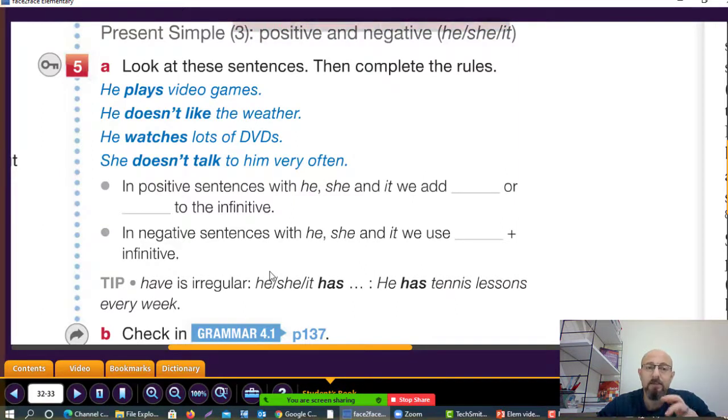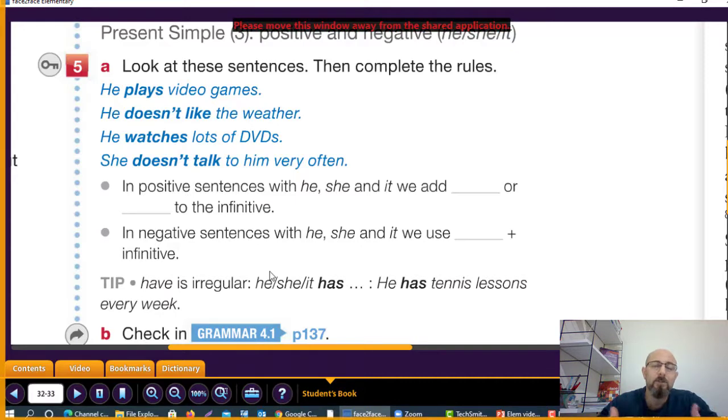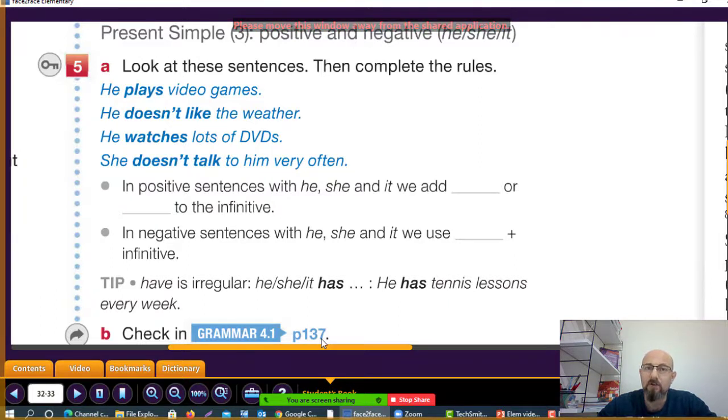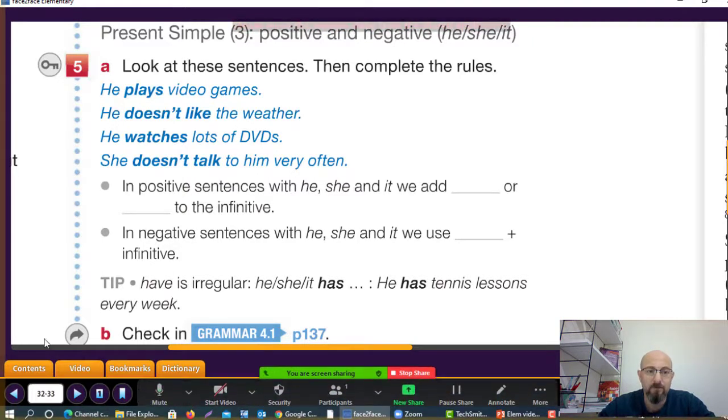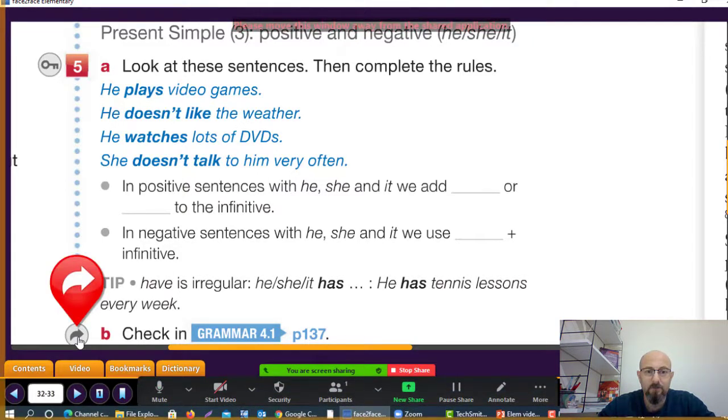Okay. Guys, it's important to try by yourself at the beginning. After that, we do it together. Okay? Now, after you finished, we will go to grammar 4.1, page 137, and you read about the grammar. Try to understand it yourself first, then we will explain. Okay? Let's go 4.1.